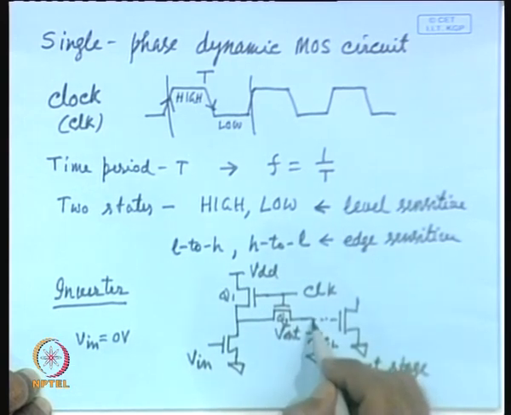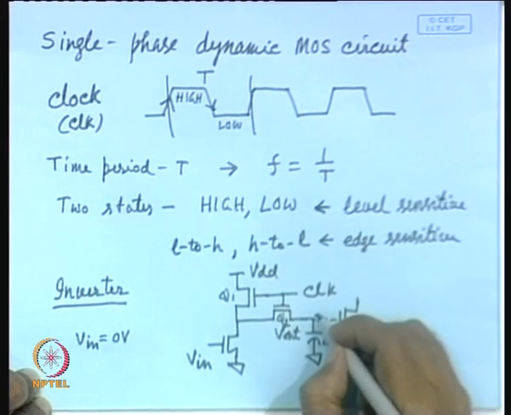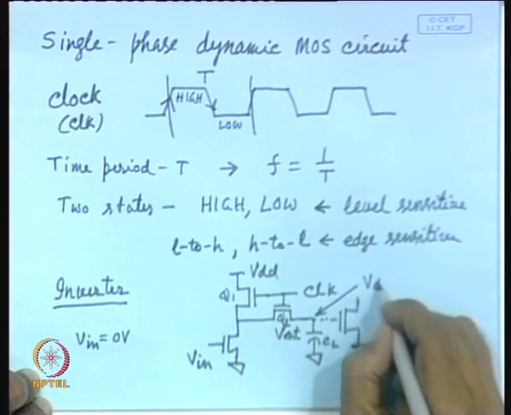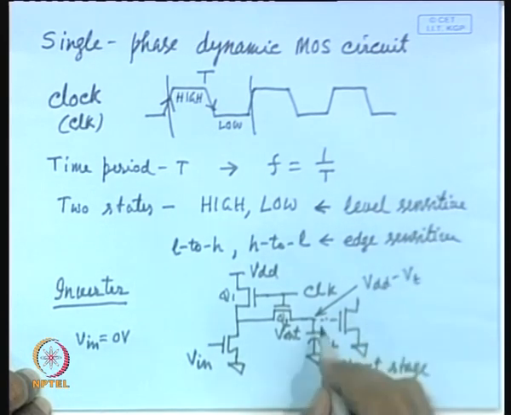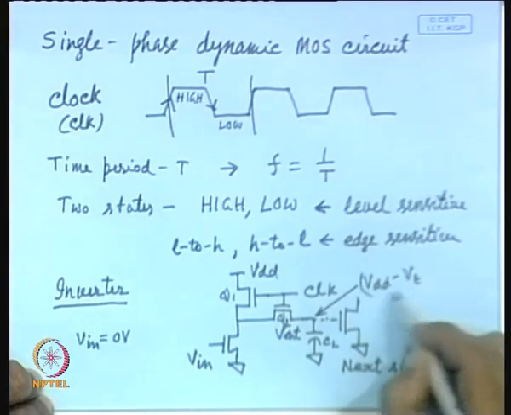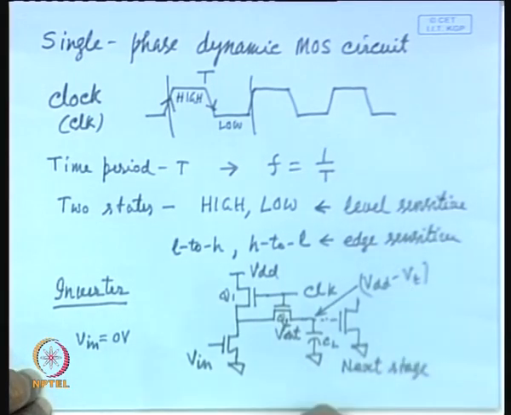Of course, here you will get a voltage which is equal to VDD minus VT, not VDD, because you know the transistor will go off as the voltage goes above VDD minus VT. VT is the threshold voltage of the NMOS transistor. So, you are getting a high level voltage which is VDD minus VT.